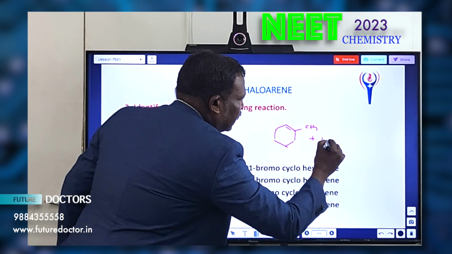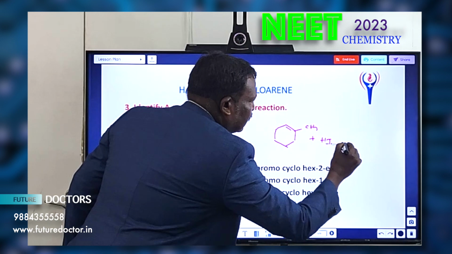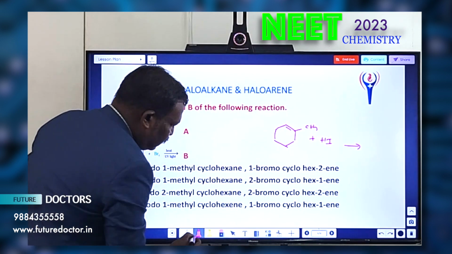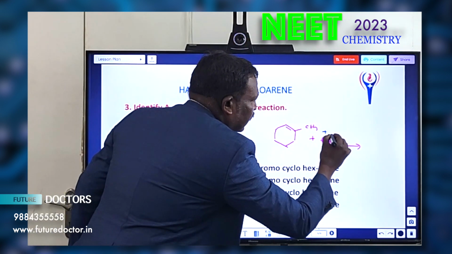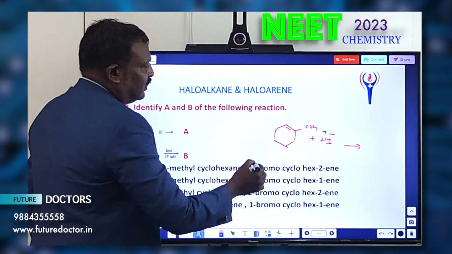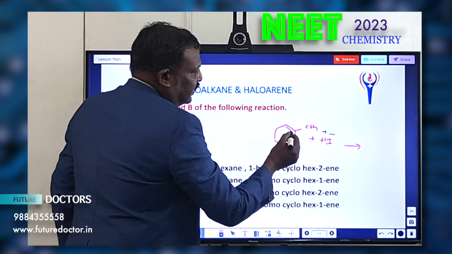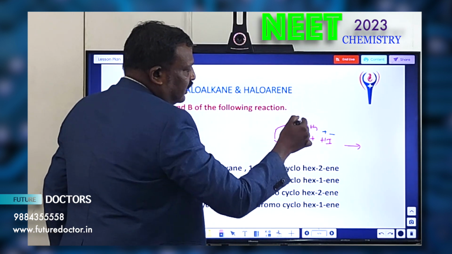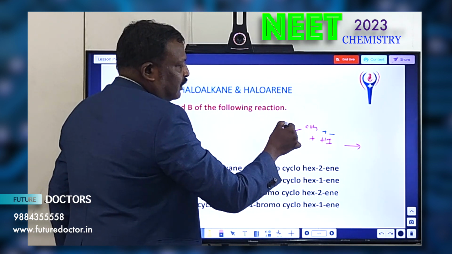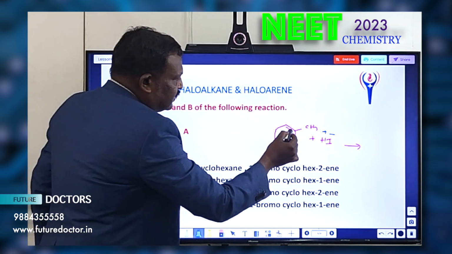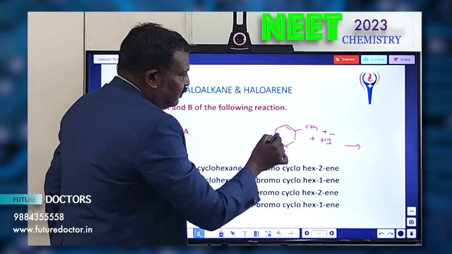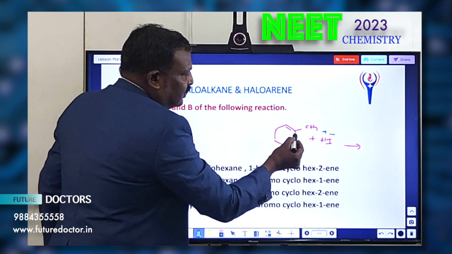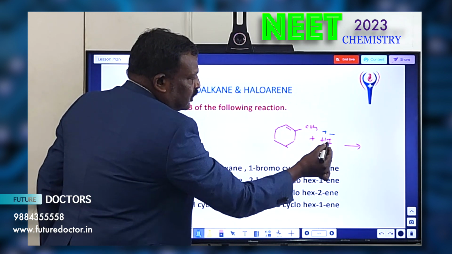Then HA is added. And HA is added means it is split into plus minus. Here the negative part goes to a carbon atom. In this carbon no hydrogen, in this carbon we have one hydrogen. Are you following? So negative part goes here, positive part goes this side.